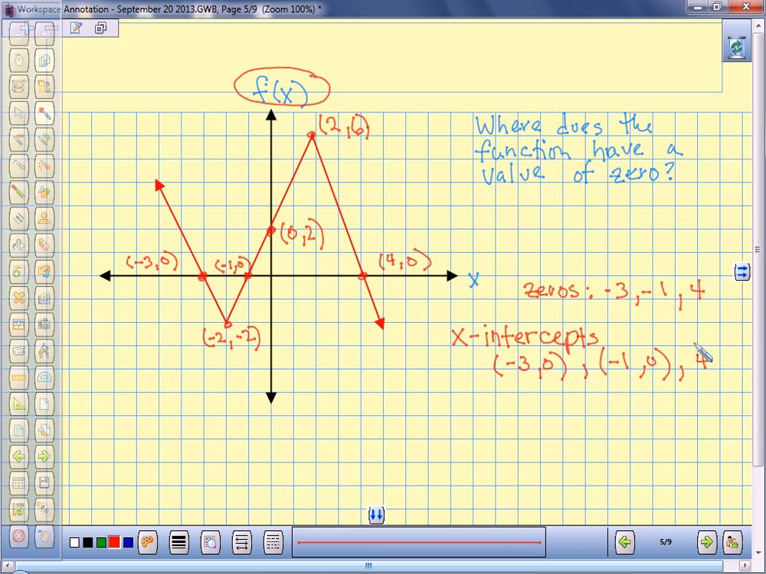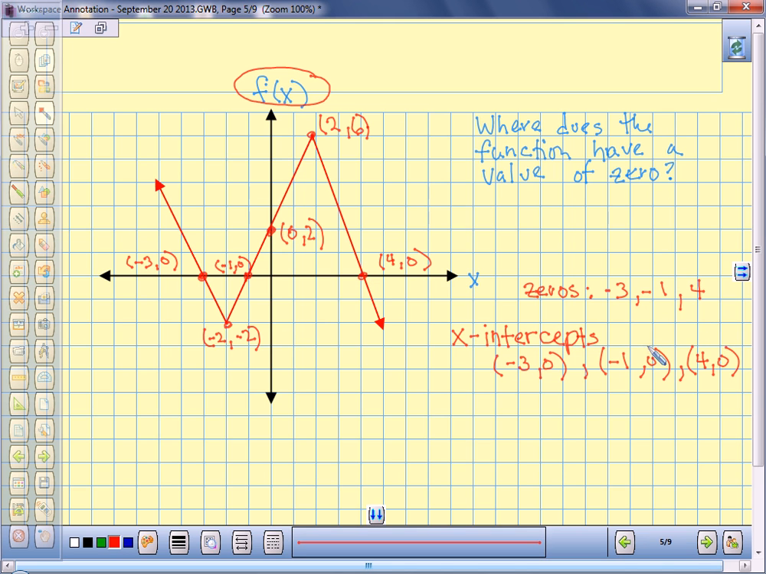So what are zeros again? It's where the function has a value of 0. The function has a value of 0 when x equals negative 3, negative 1, and 4. So the zeros of the function occur where x equals negative 3, negative 1, and 4.